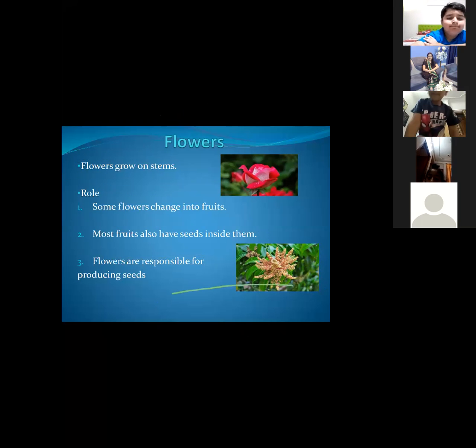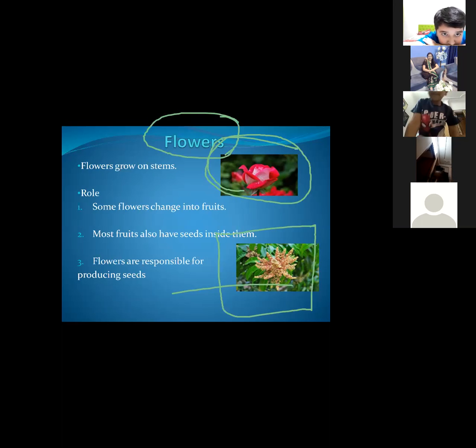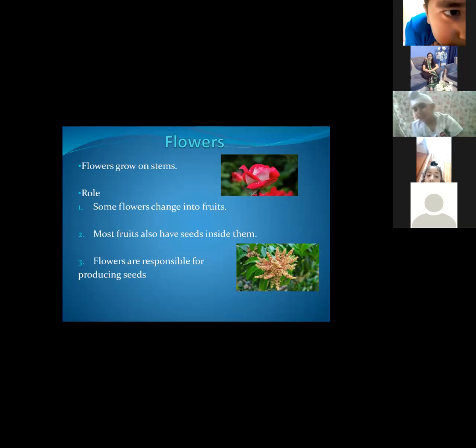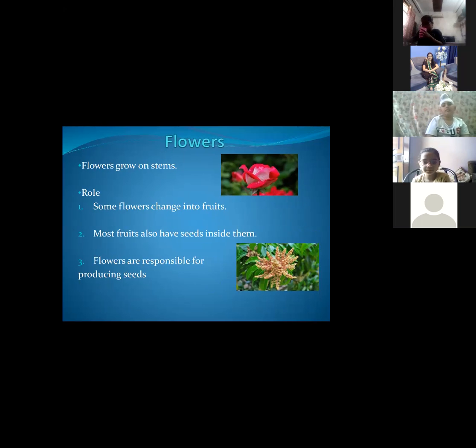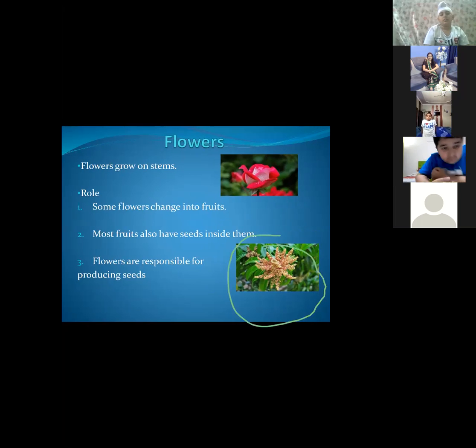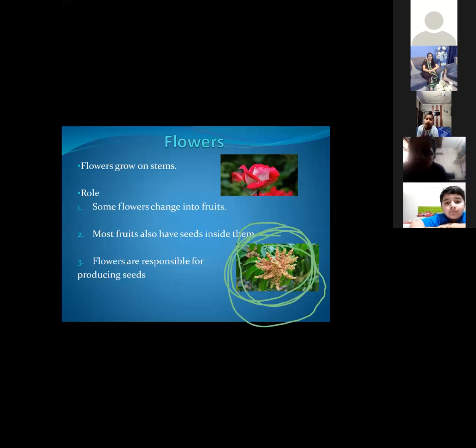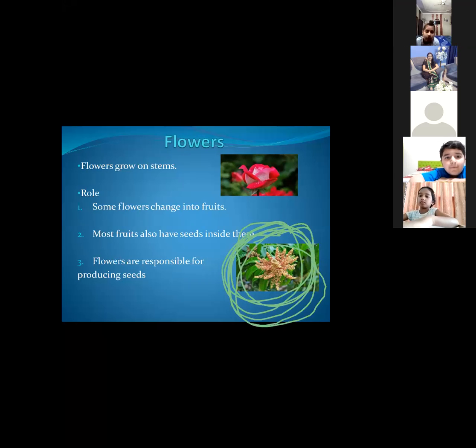Now, this flower which you are able to see, which flower is this? Rose flower. Now, there is one more picture on the screen. Is it easy for you to identify this? Let me unmute you. Can anyone identify this flower? The second one, the one I have circled.